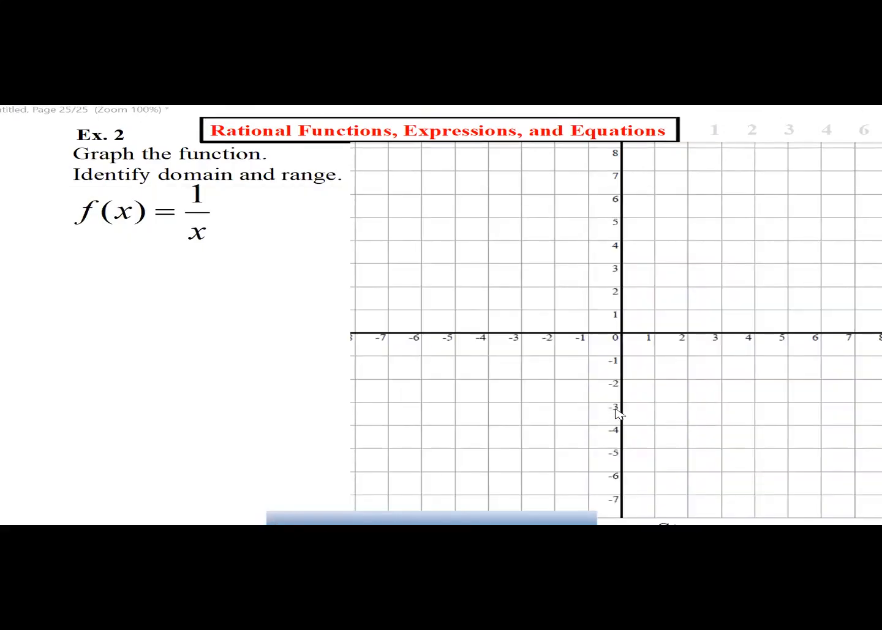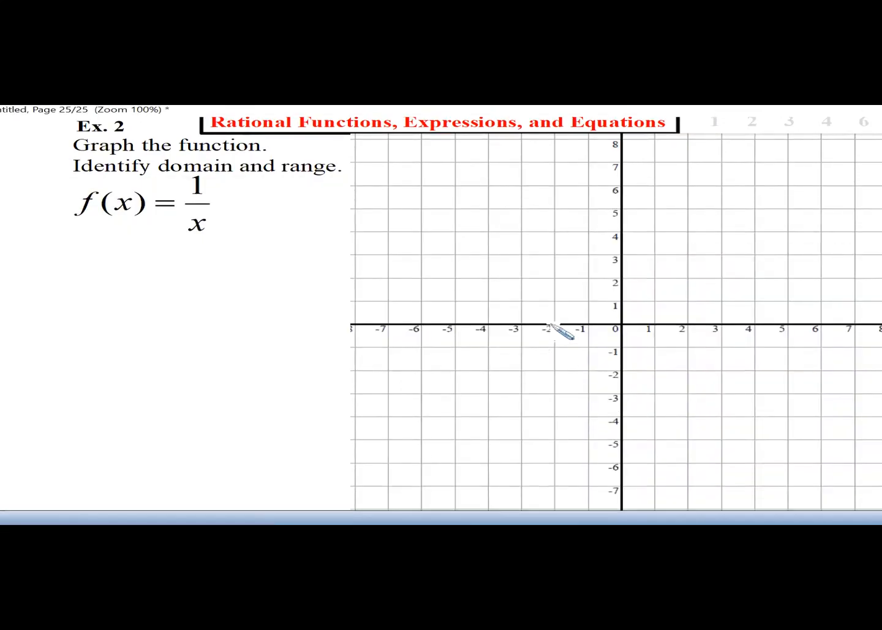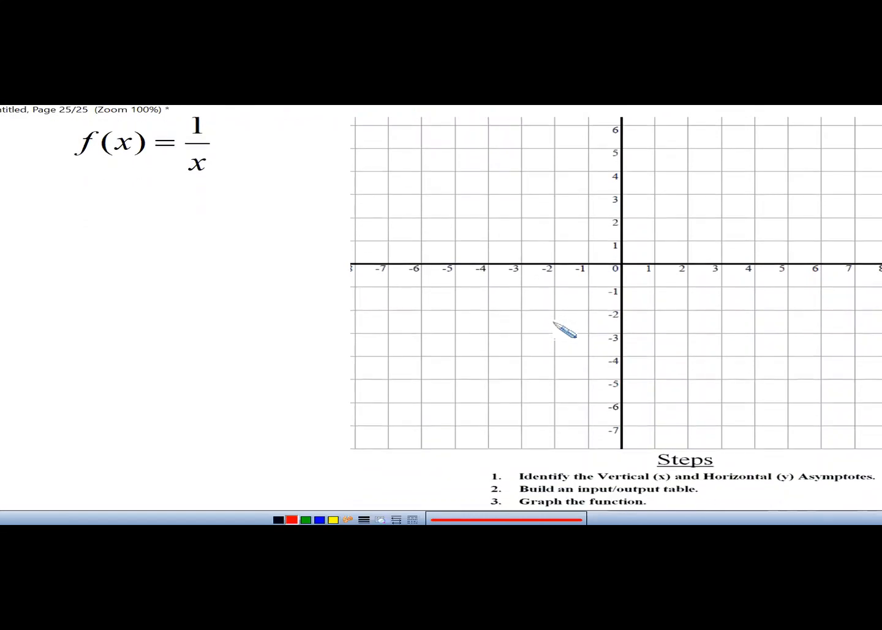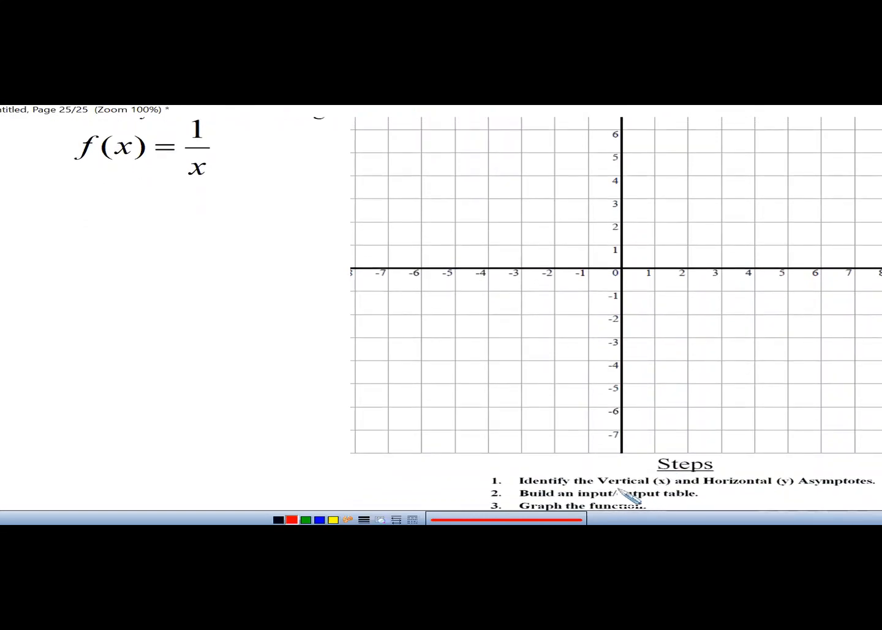So it says graph the function and identify the domain and range. But like I said, today we're gonna focus just on the graphing. Now I'm gonna leave the steps down here so that we can have those for the graphing portion of this session, and we have them there to guide us. So let's look at step 1. It says, step 1, identify the vertical and horizontal asymptotes.